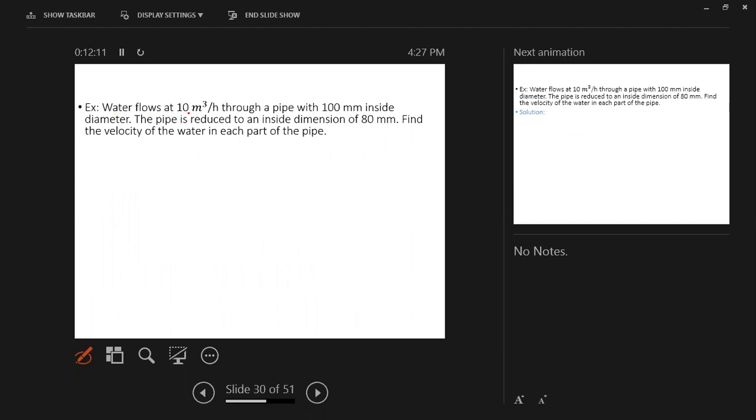Water flows at 10 meter cube per hour through a pipe with a 100 millimeter inside diameter. The pipe is reduced to an inside diameter of 80 millimeter. Find the velocity of water in each part of the pipe.